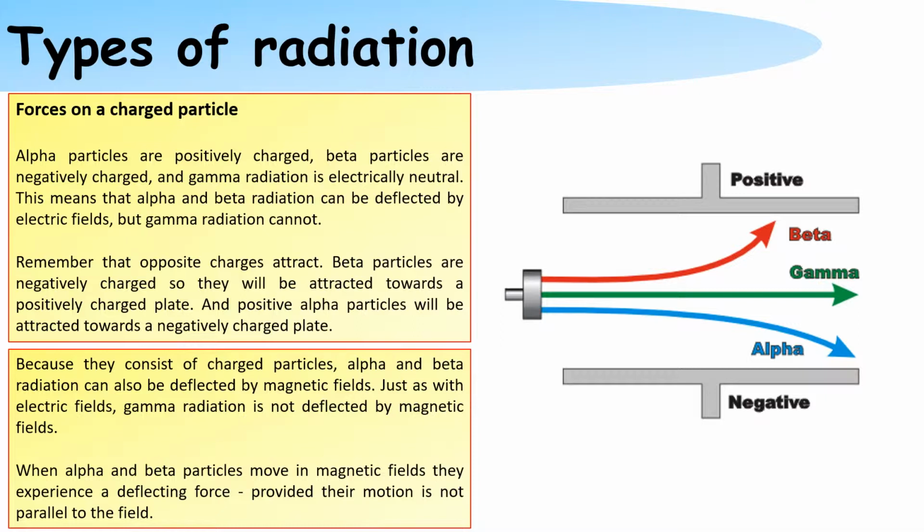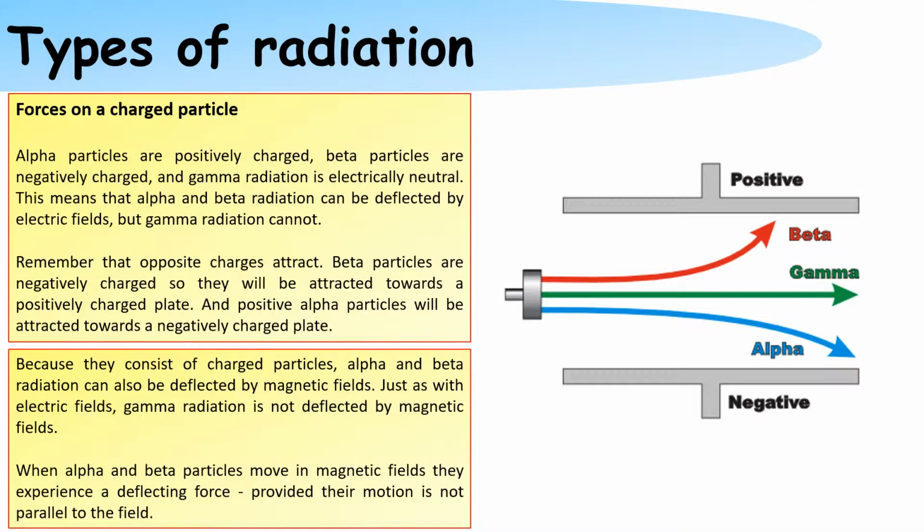Alpha particles are positively charged, beta particles are negatively charged, and gamma radiation is electrically neutral as it is a wavelength. This means that alpha and beta radiation can be deflected by magnetic fields, but gamma cannot. Remember that opposite charges attract. Beta particles are negatively charged, so they will be attracted towards the positively charged plate. And a positively charged alpha particle will be attracted to the negatively charged plate.